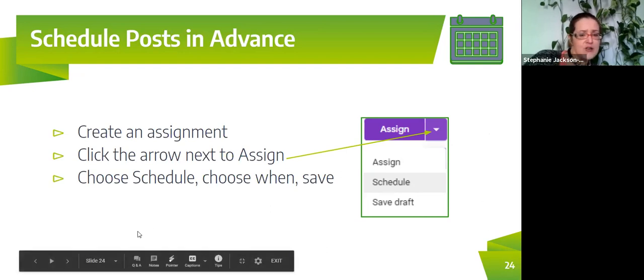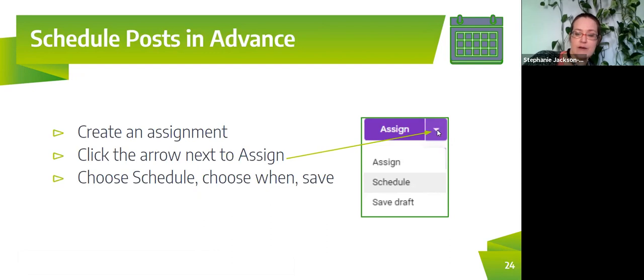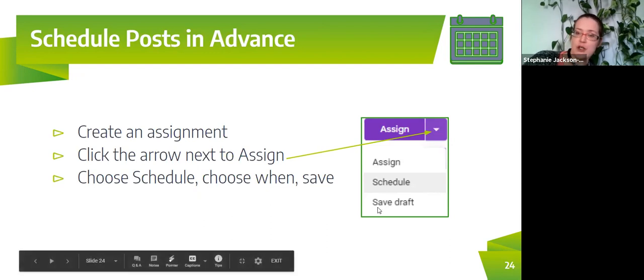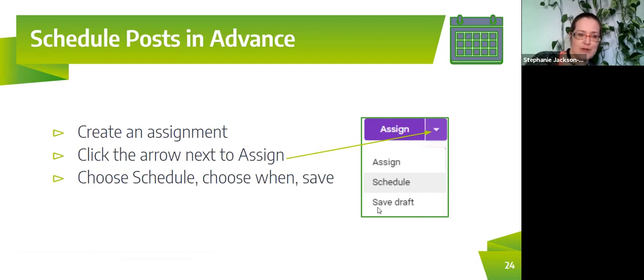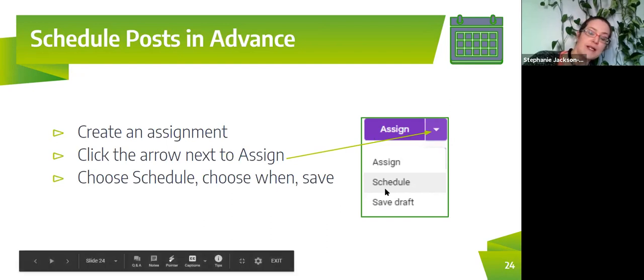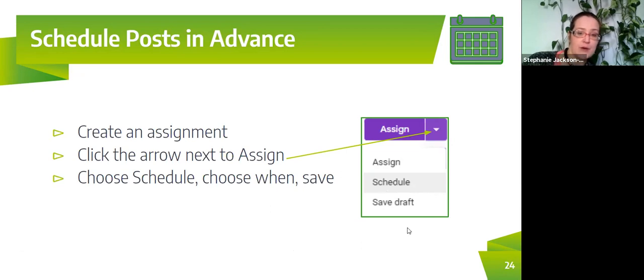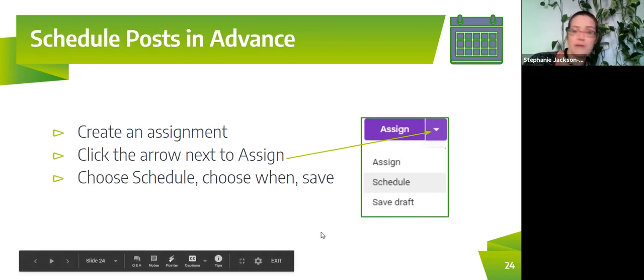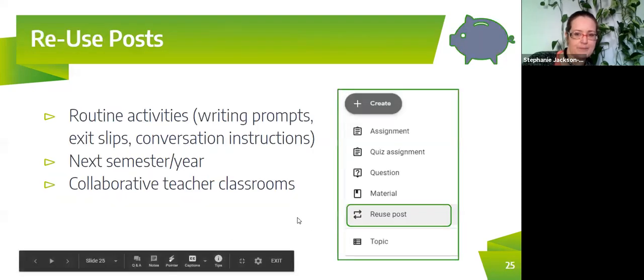So scheduling posts in advance is pretty simple. When you're creating that assignment, instead of clicking on assign, you just click the little drop down arrow, and you can save that as a draft if you're not done. So if you get interrupted and you've got to go feed the kids before you can post that, you can just save that draft, or you can schedule it. It'll bring up a little calendar, and you choose the date and time that you want that assignment to be posted. So when you have time, you make the posts and schedule them to be posted when you'd like them to come out, and then you're not having to rush that day or Sunday night to get that post on for Monday.